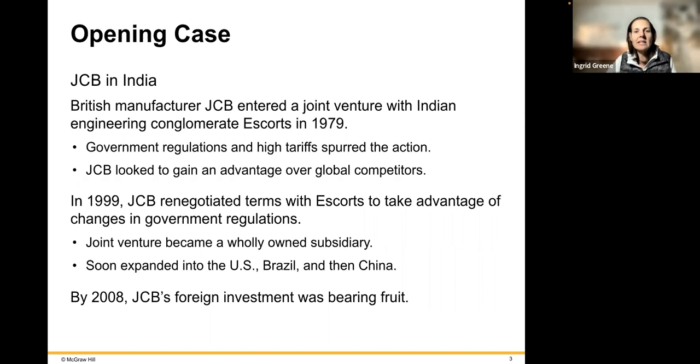And then they soon expanded into the US, Brazil, and China because they were so successful with their new market in India. By 2008, JCB's foreign investment was bearing fruit, and they are a huge competitor to companies such as Caterpillar. So a really nice story of how they were forced to start small, but then they renegotiated their deal, and now it's become a huge success story.